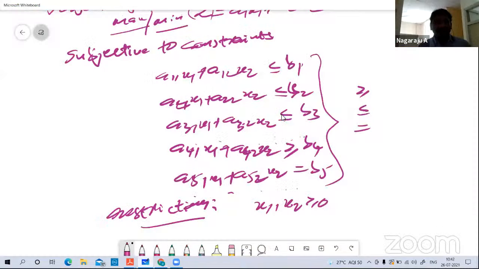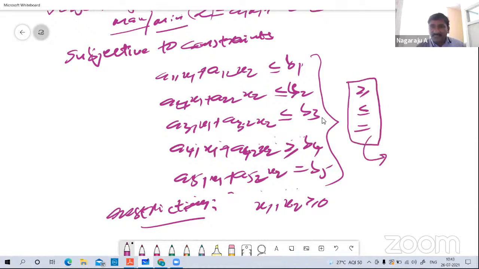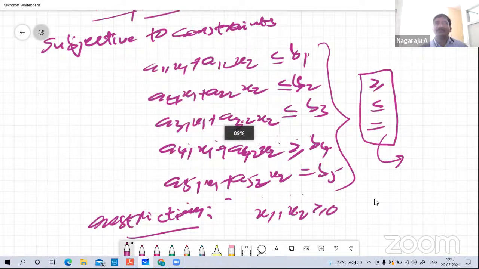Now, in continuation, the restrictions are x1, x2 greater than or equal to 0. So these kinds of constraints are inequality or equality type constraints. Every industry wants maximum profit or minimum cost. In such a way, whatever constraints they want to give, the company will automatically give. Based on that, we will consider the linear programming model. Such a linear programming model we will solve by using certain procedures.